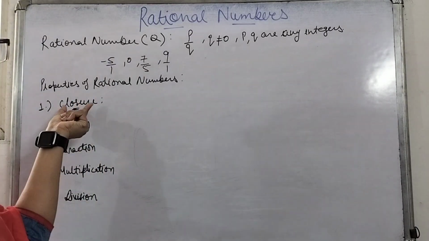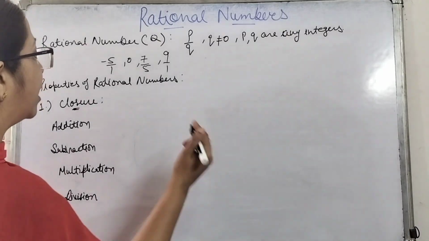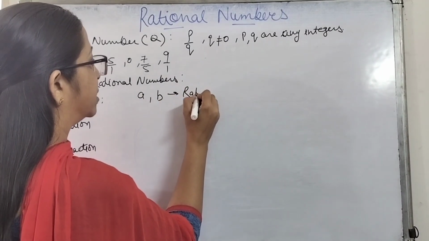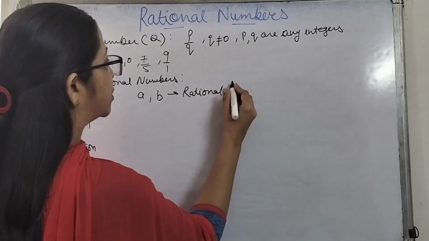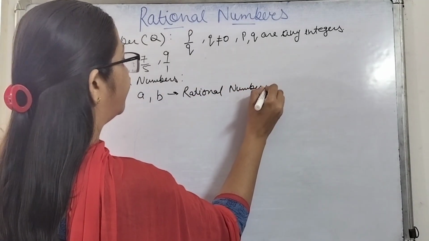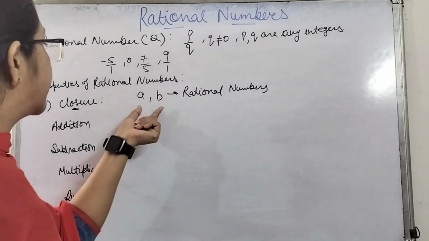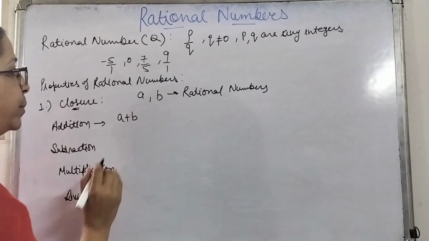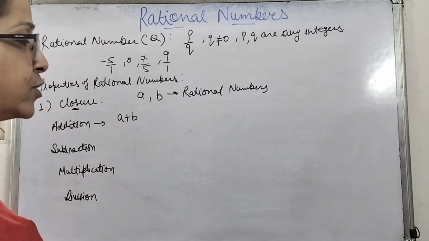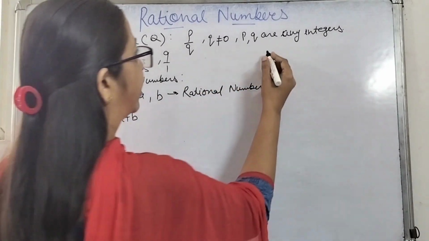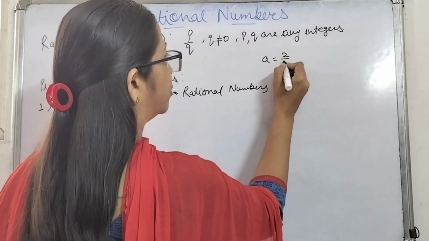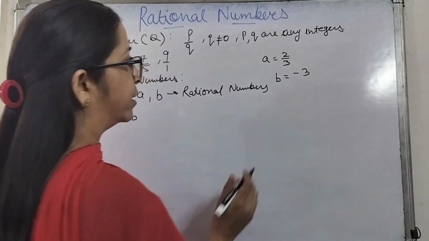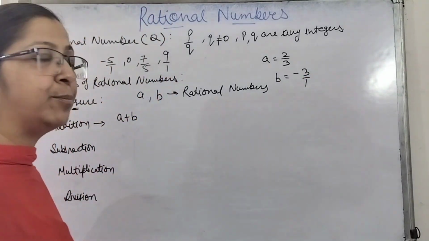For all the four operations, we will be checking the closure property of rational numbers. What the closure property says is that if there are two numbers, suppose A and B are any two rational numbers, then for addition we check whether the sum of A and B is a rational number or not. Suppose I take the value of A as 2 upon 3 and the value of B as minus 3. Minus 3 could be written as minus 3 upon 1 also.